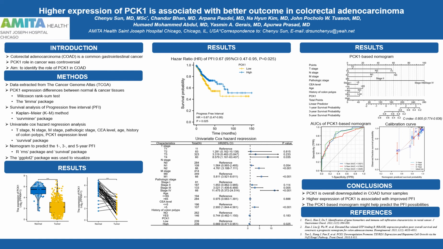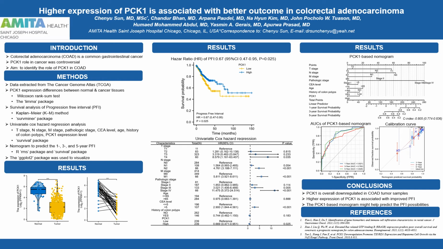As we know, colorectal adenocarcinoma is a common gastrointestinal cancer, and phosphoenolpyruvate carboxykinase 1, also known as PCK1, is an enzyme which in humans is encoded by the PCK1 gene, and PCK1 was reported to promote cancer metastasis. However, its deficiency was also found to promote the proliferation of certain tumors. Thus, this study was conducted to explore the impact of PCK1 on the progression-free interval of colorectal adenocarcinoma.